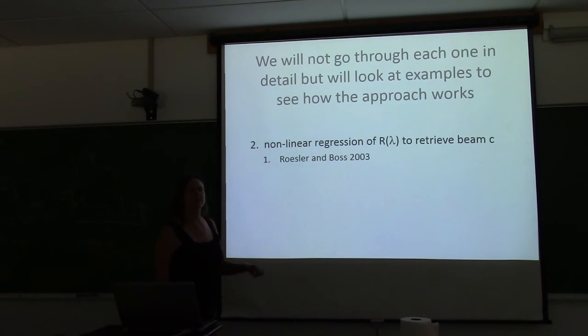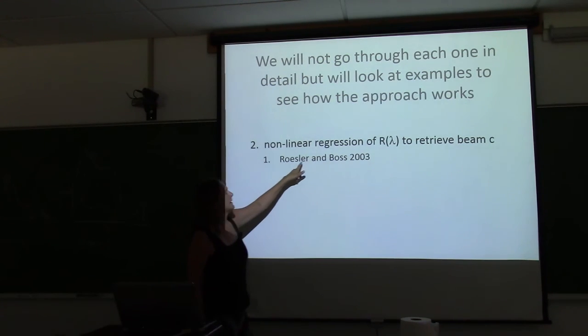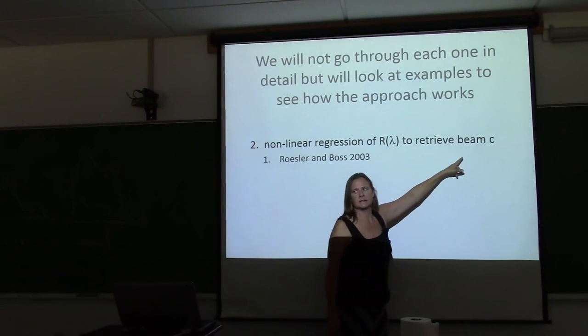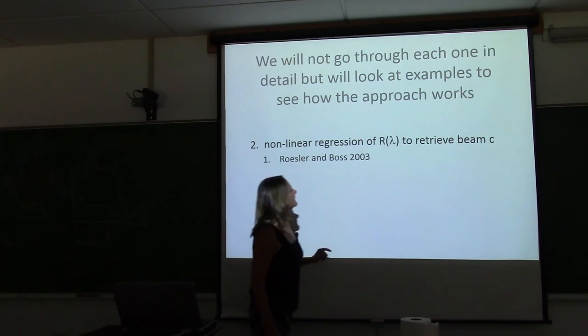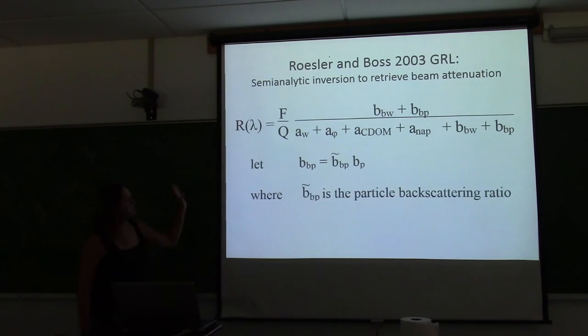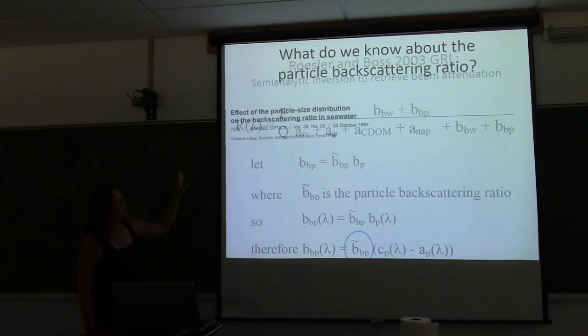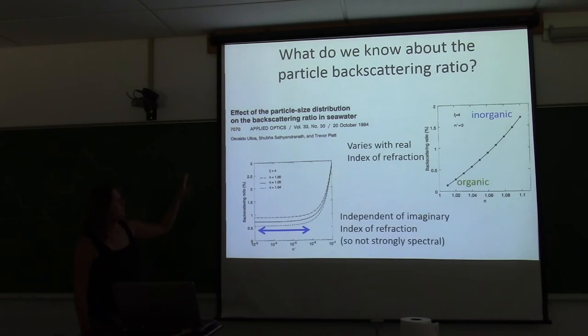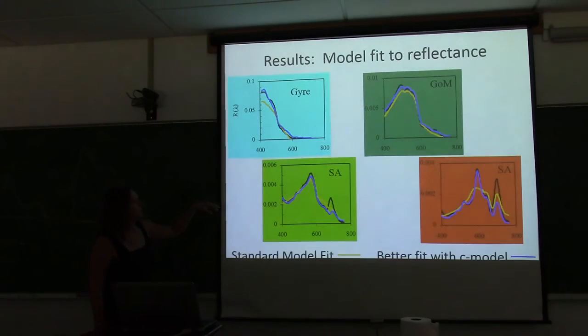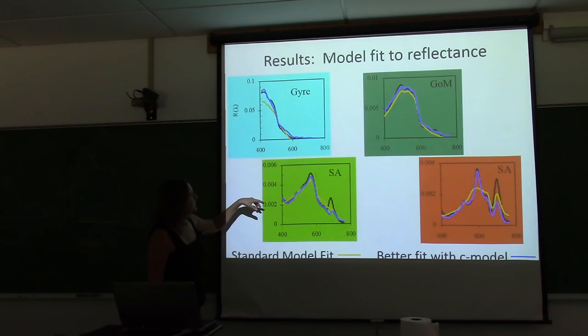All right. So I think Kurt went through a reflectance model where we retrieved beam C. And so I think that I will let you go through this one on your own. You can work your way through the math, talk about why it works and what we end up with. And the upshot is that it allows for spectral variability in backscattering. And so it gives you a better fit.